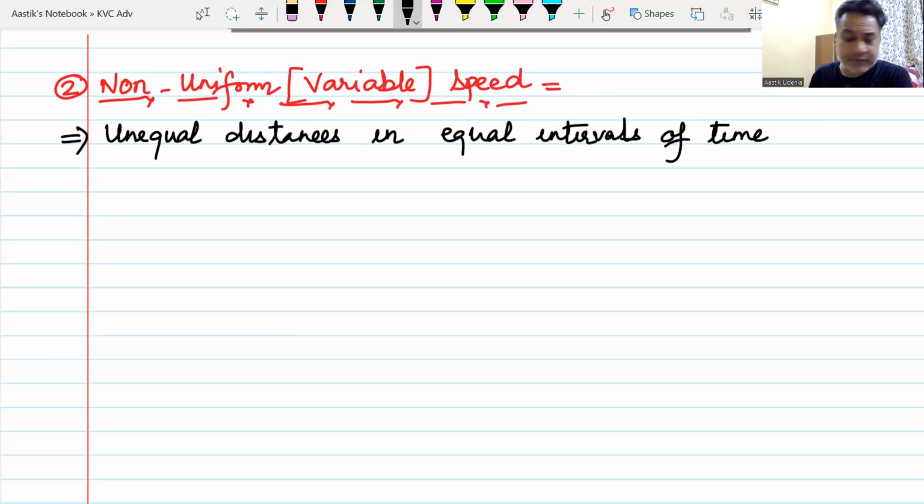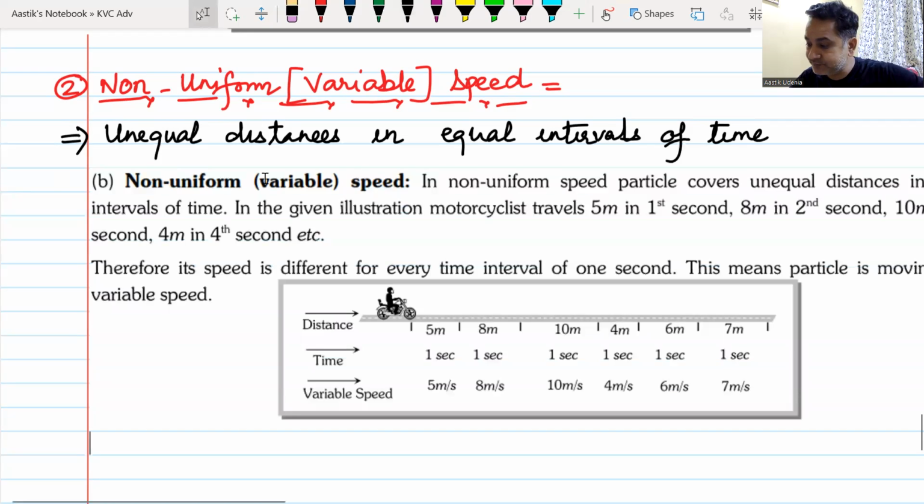Instead of making time intervals unequal, it is better that we call the distance that it has traveled as unequal. Non-uniform or variable speed. That means speed is going to change with time. Do we understand this? Yes, sir.